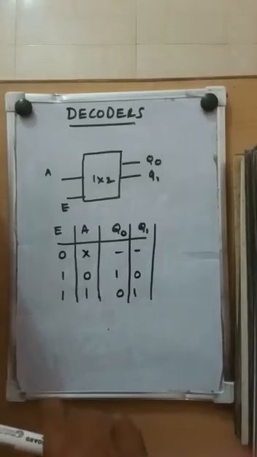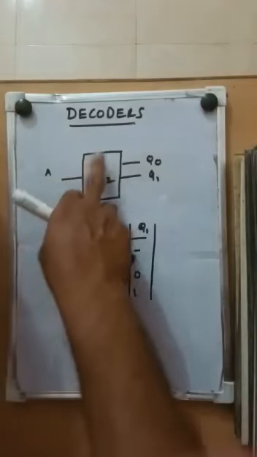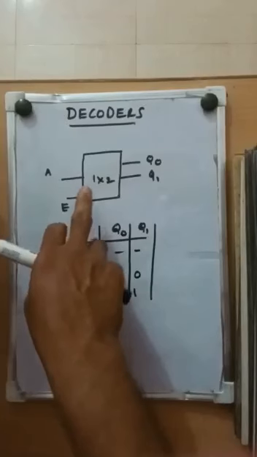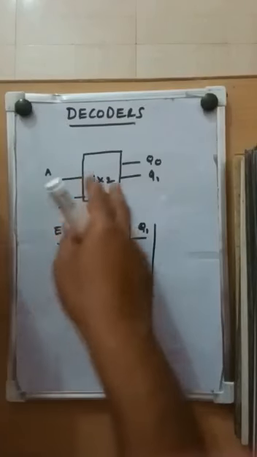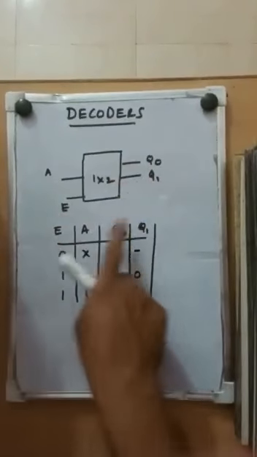So let us take a glance at the 1 by 2 decoder. We have one input, and this is the black box. Inside we have different components, which we will discuss later. Q0 is the first output and Q1 is the second output. This is the truth table.